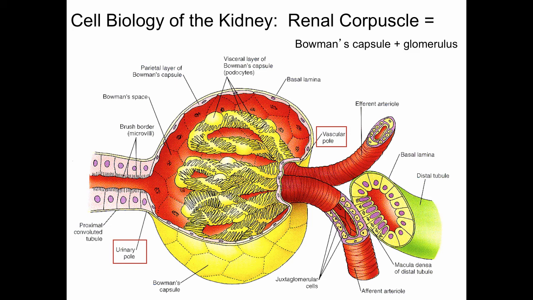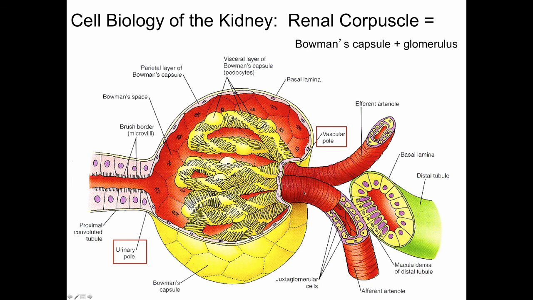Now, before we talk about the cells along the tubules, we can define a vascular pole and a urinary pole. And for the sake of simplicity, you might think of the vascular pole as that region of the renal corpuscle where the afferent arteriole enters into the corpuscle and then will ramify into the glomerular capillaries, and that region also where the efferent arteriole would leave the glomerular capillary.